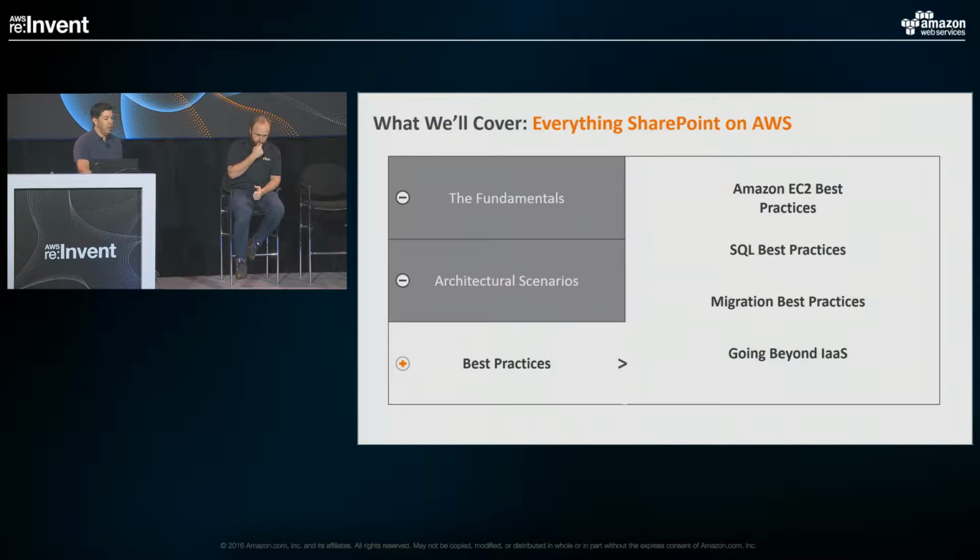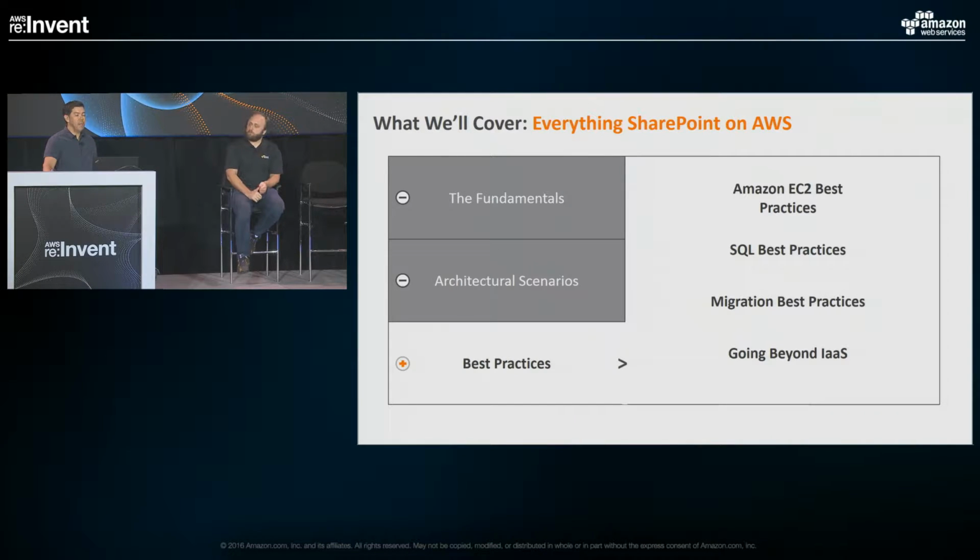And then finally, we'll cover some best practices for SharePoint on AWS, from EC2 best practices to SQL best practices, talk about migration best practices, and then some additional things you may want to consider taking advantage of as you deploy SharePoint on AWS, because now you're going to have a plethora of services that are going to be available to you within the AWS Cloud Platform that you may want to take advantage of. So some things to think about there.